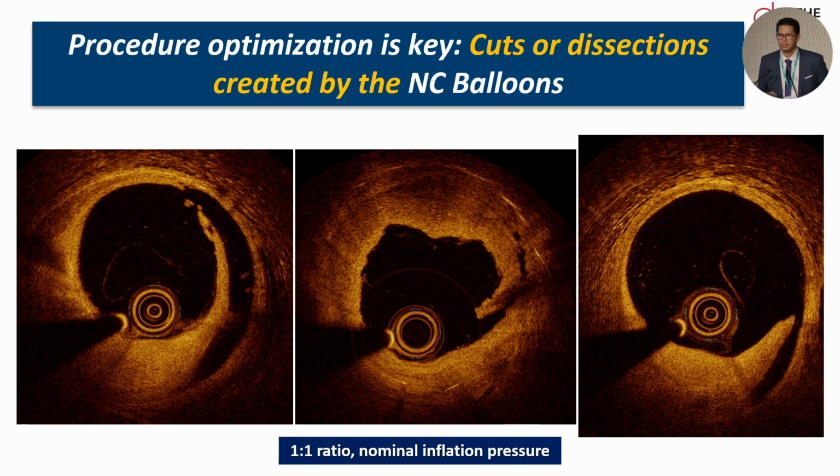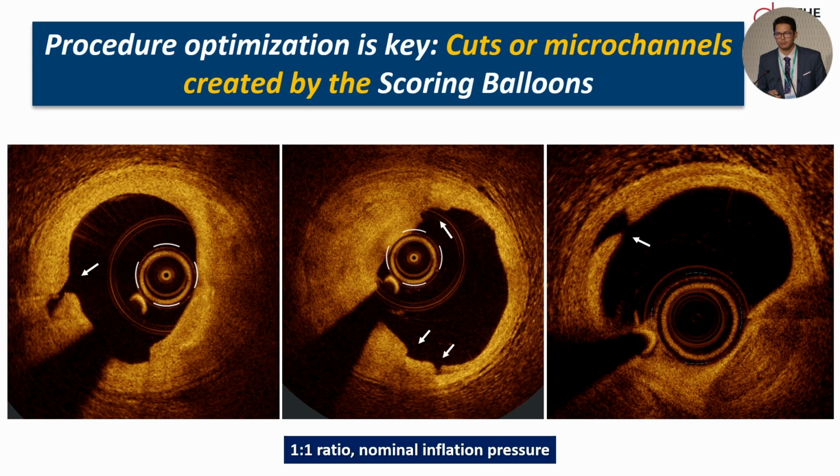This is an OCT in a patient where we use the NC balloon, so you can see these medial dissections in this lesion when you use an NC balloon 1-to-1 ratio, at nominal inflation pressure. This is what we want to see, and this is also something that we discussed previously. Some people will react to this by putting in a stent. We need to teach them that this is what we want to see in the OCT after lesion preparation.